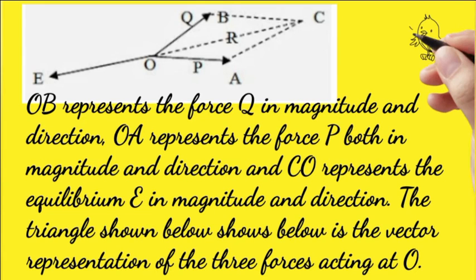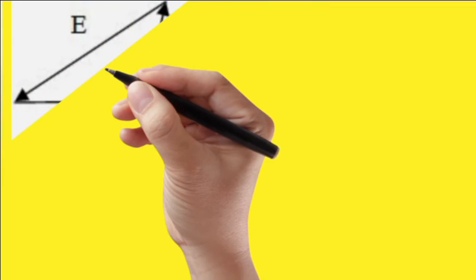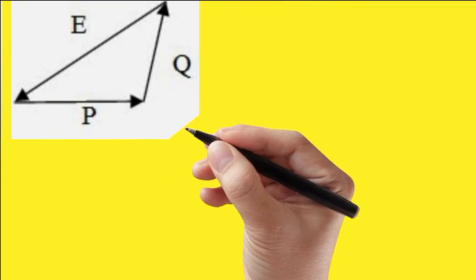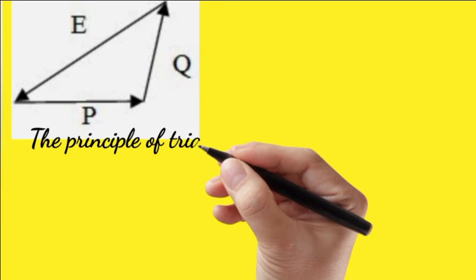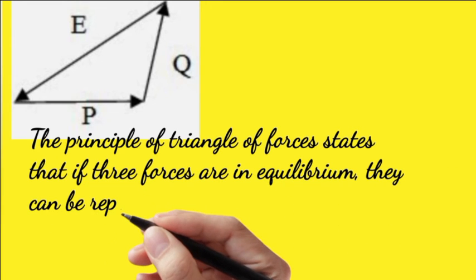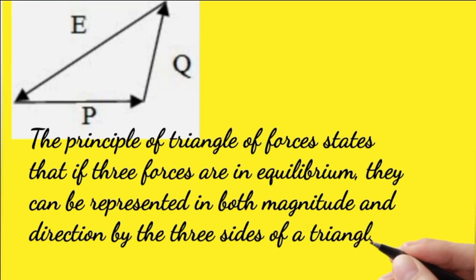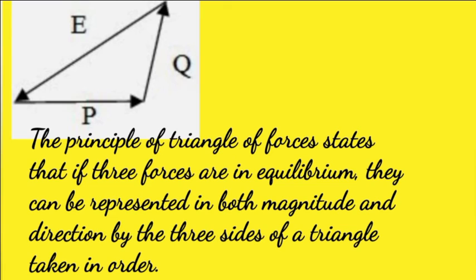So when you look at it, we can resolve any of the forces together with the resultant with the three sides of a triangle. So what is now the idea behind the triangle law of forces? You can see this is the equilibrant or the resultant, and these are the two other forces, forces P and Q, acting together with the equilibrant to form a triangle. So the principle of triangle of forces states that if three forces are in equilibrium, they can be represented in both magnitude and direction by the three sides of a triangle taken in order.